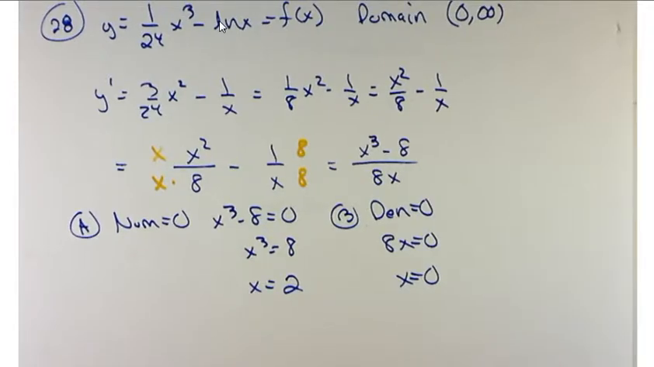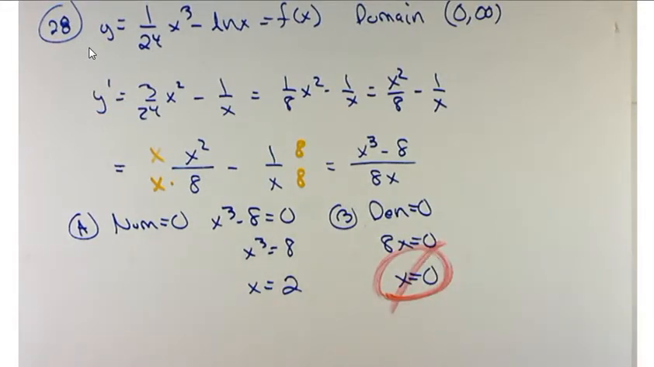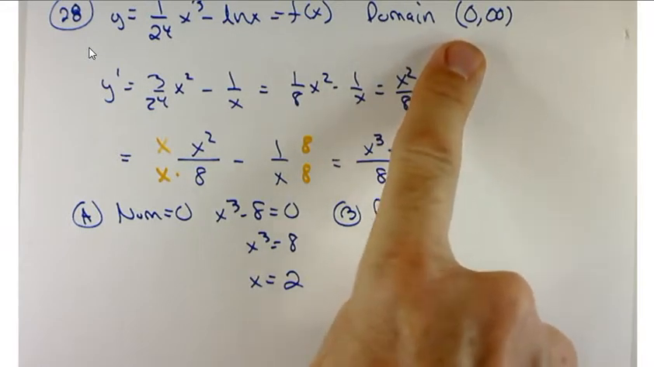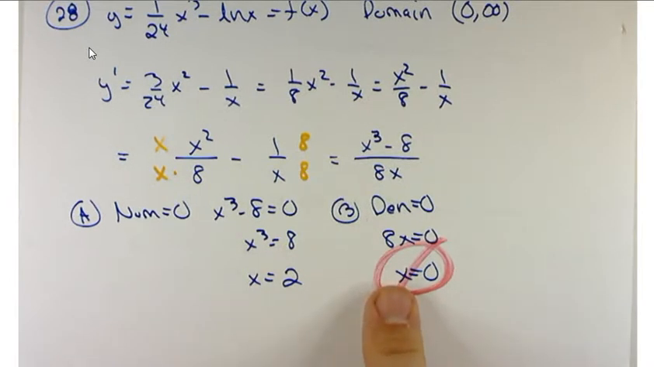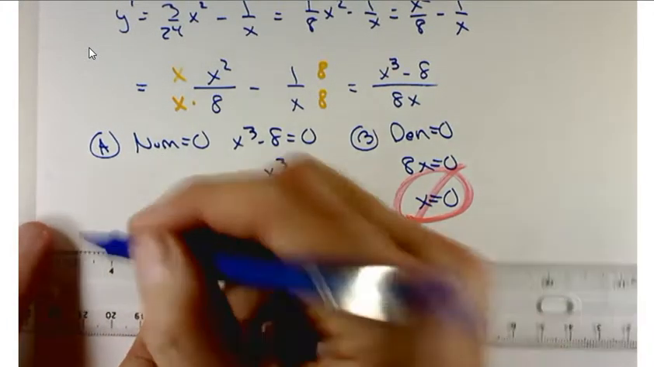But there's a problem here, right? Well, a little bit more than that. 0 is not in the domain. So if it's not in the domain, then that's not going to be a critical point, right? Because there's no place on the graph that corresponds to x equals 0. So that's pretty nice in terms of our little table here. There's not a whole lot we have to fuss with.